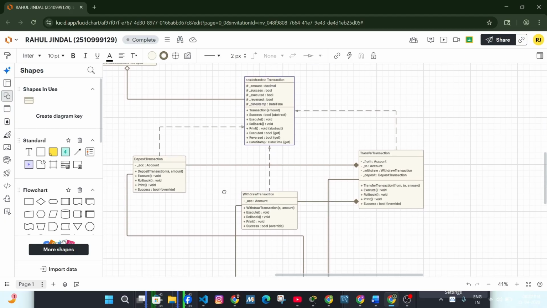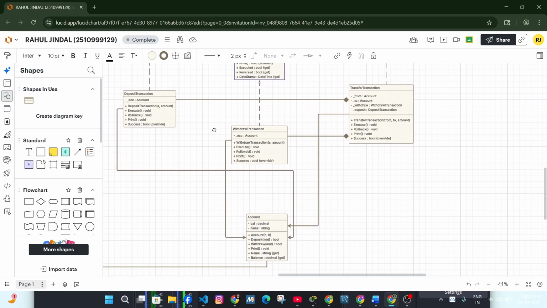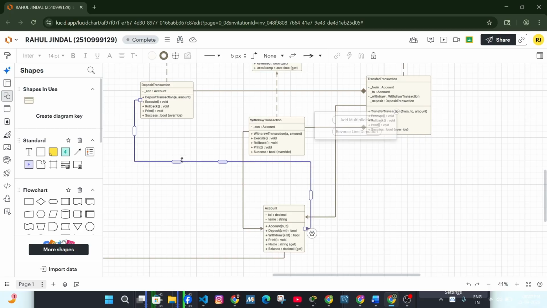So then next we have this association. Association is shown using a simple line between the classes. It represents a uses relationship. For example, this deposit transaction is connected to account. This is because transaction needs an account to perform operations like deposit or withdraw.